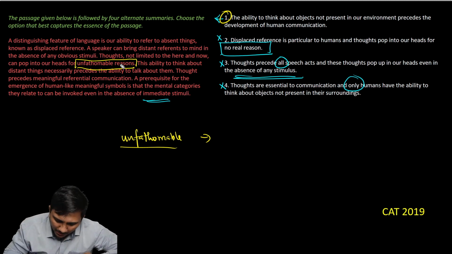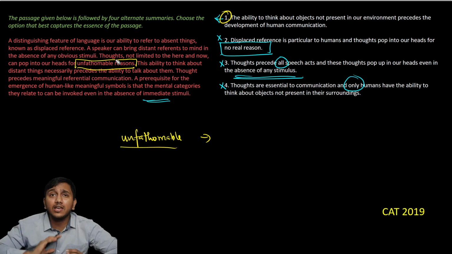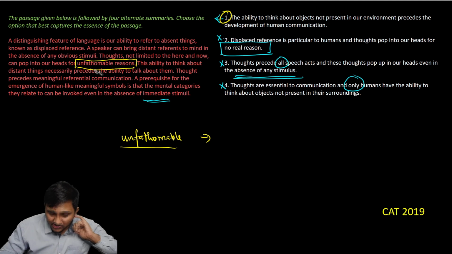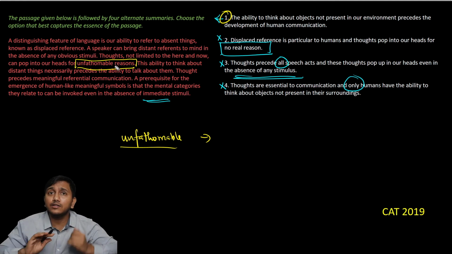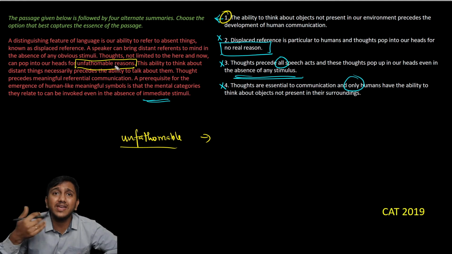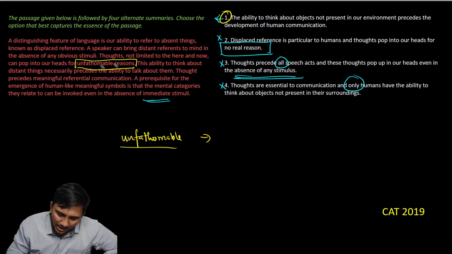So unfathomable reasons would only mean reasons that we cannot fathom, reasons that we cannot perceive. Reasons that we cannot perceive don't mean that there is no reason at all. There could be a reason. It's just that we cannot fathom the reason. So unfathomable reason would not allow this no real reason. That's why I would get rid of 2.